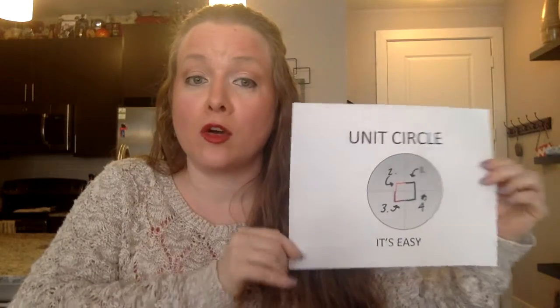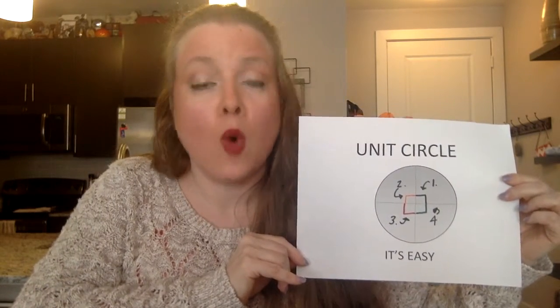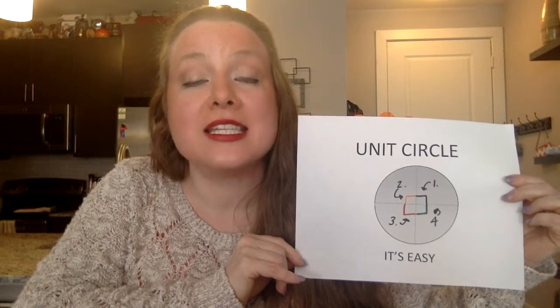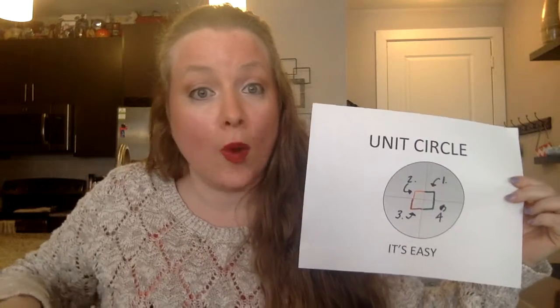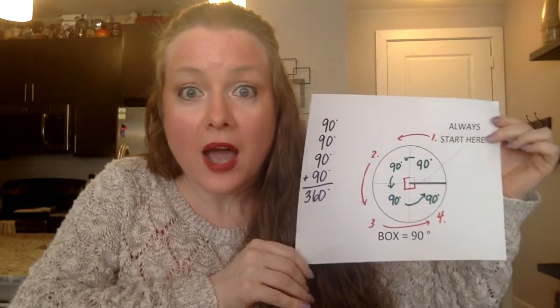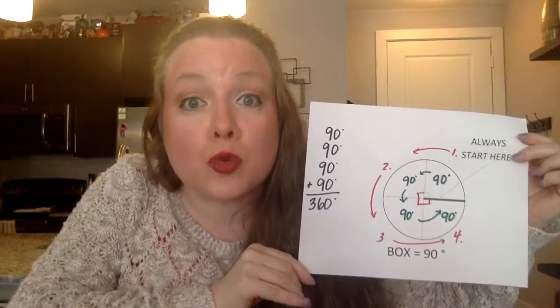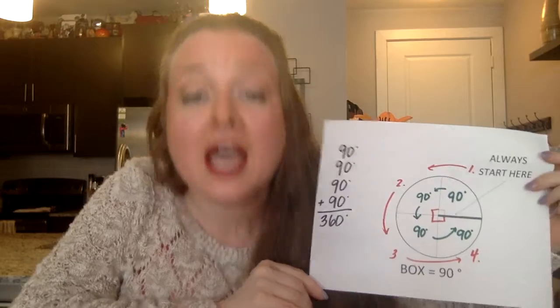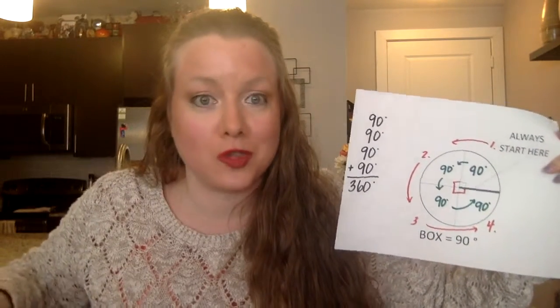Now remember, when I said they're only going to give you one box, I want you to see 4 boxes. Why is a box important? Because a box is 90 degrees. A box means you have a right angle. Wait a minute. You have 4 boxes. That's 90 plus 90 plus 90 plus 90. That's 360 degrees. That is the amount of degrees in a whole circle.